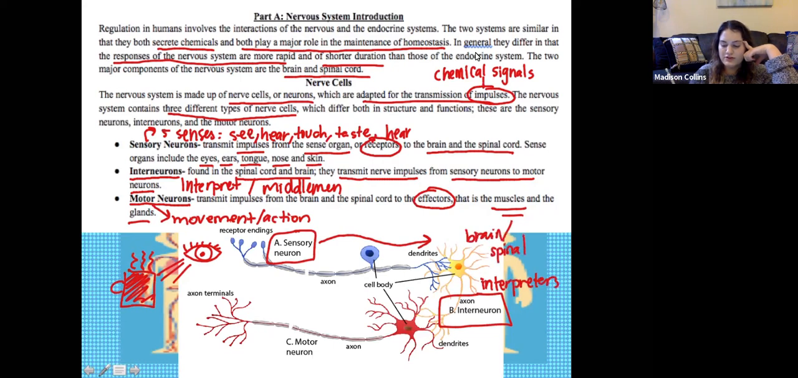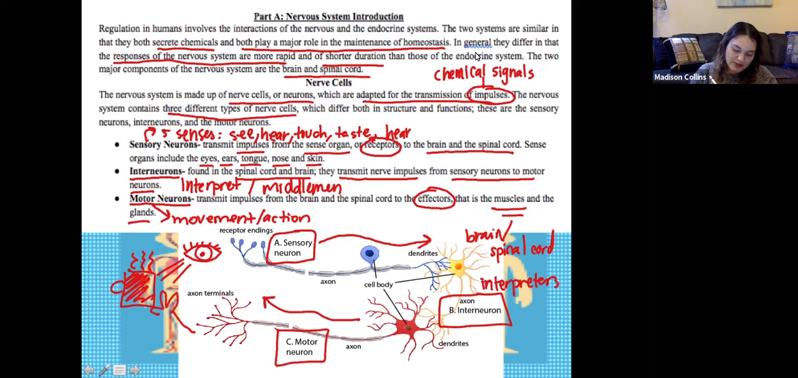Right, and those interneurons are found in the brain and spinal cord. And those interneurons, once they get that message, are going to send it straight to what we call our motor neurons. Those motor neurons are then going to send the message out to my motor organs. So let's say my arm muscle.